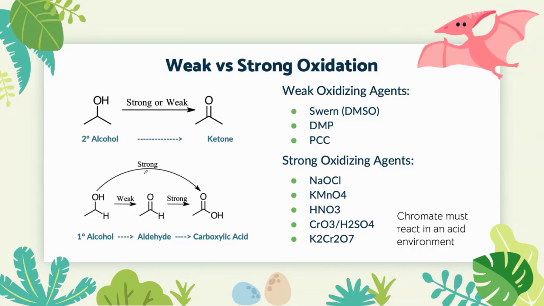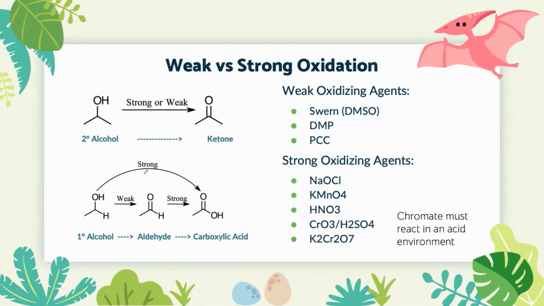We use weak oxidizing agents such as our Swern reagent, which is DMSO. You can use DMP, I don't entirely remember what DMP stands for, but it's a good weak oxidizing reagent, and you can also use PCC. Some strong oxidizing reagents, on the other hand, include bleach, which is sodium hypochlorite, NaOCl. You've also got KMnO4, which is permanganate.